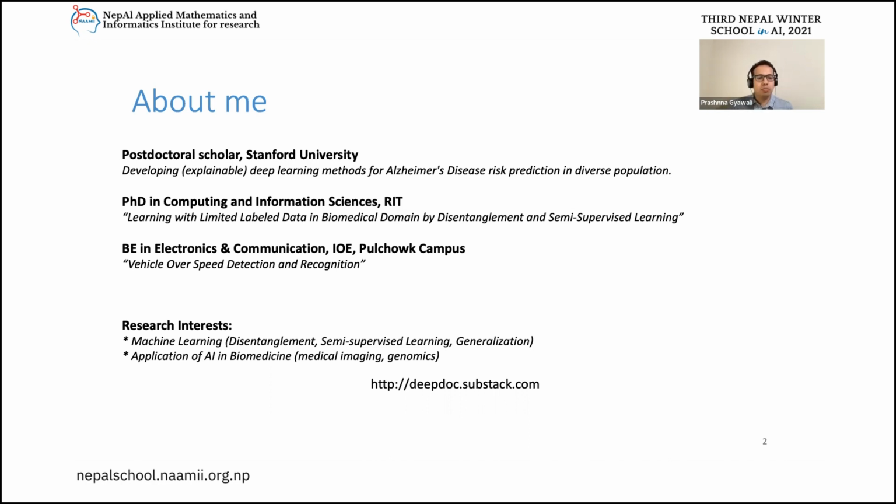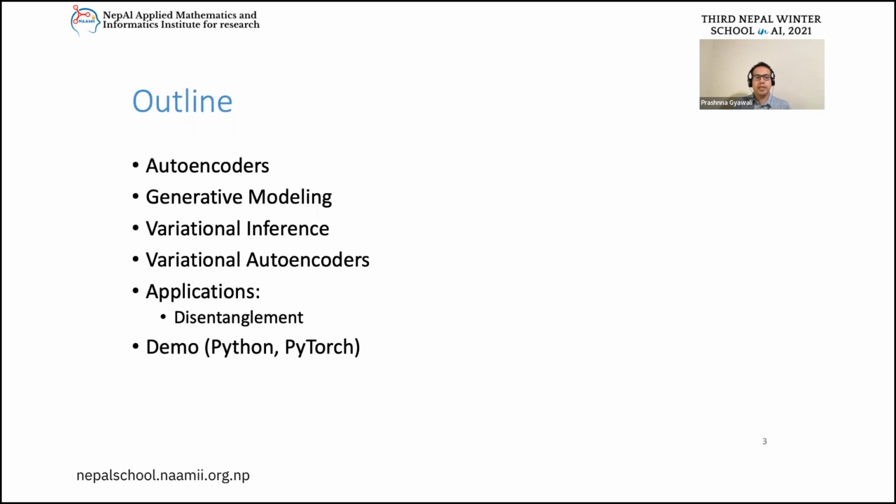Okay, now let's move on towards our session today. These are the outlines of today's lecture. I'll first discuss autoencoders. Then I would like to briefly explain generative modeling, but I guess you already have received a very in-depth lecture on generative modeling, so this should be fairly straightforward for you. Then with the introduction of generative modeling, we would look into variational inference, and these topics would then naturally lead us to variational autoencoders.